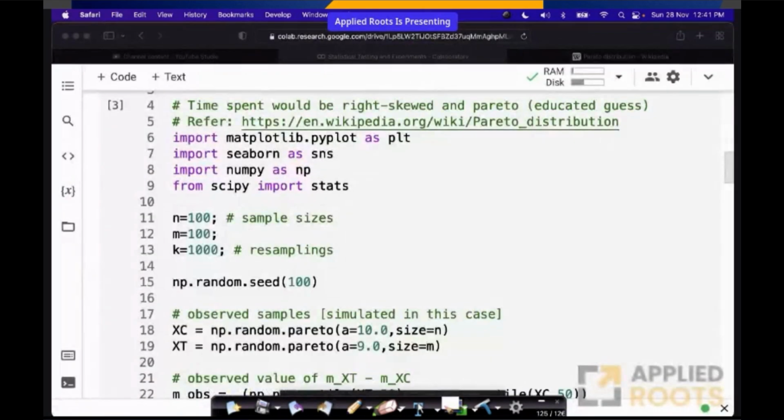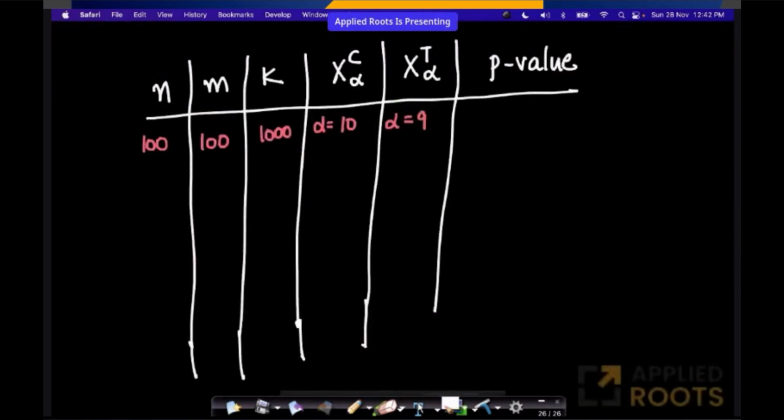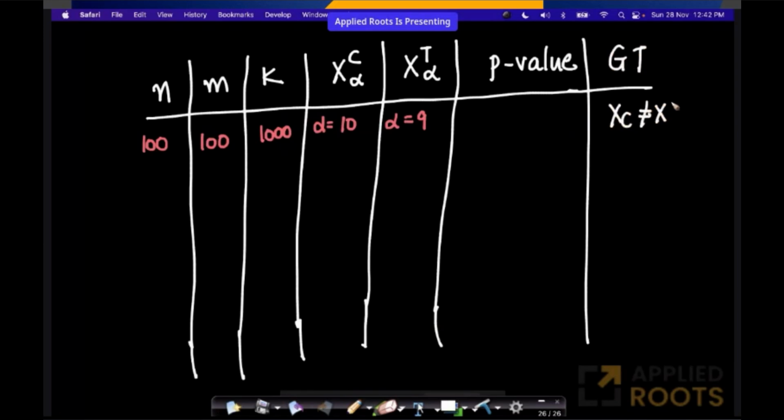Now let's see what happens to the p-value. Again, what is the ground truth here? Let's also write that. The truth here is that xc and xt are not the same. Let's explicitly write that. What is the ground truth? The ground truth is that xc is not equal to xt. That's the ground truth.